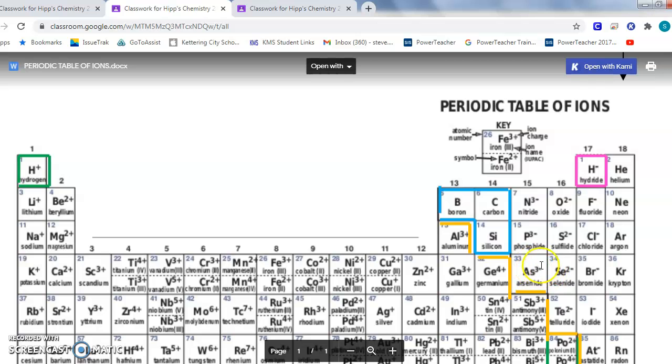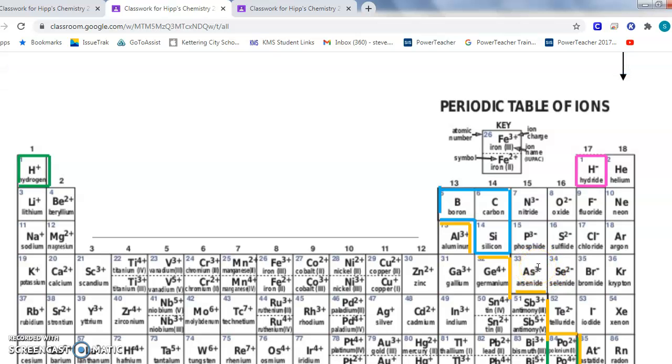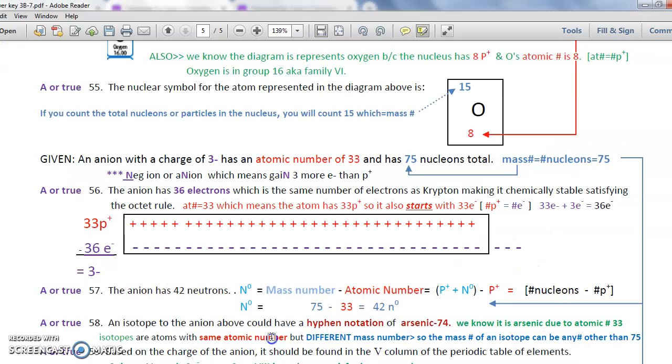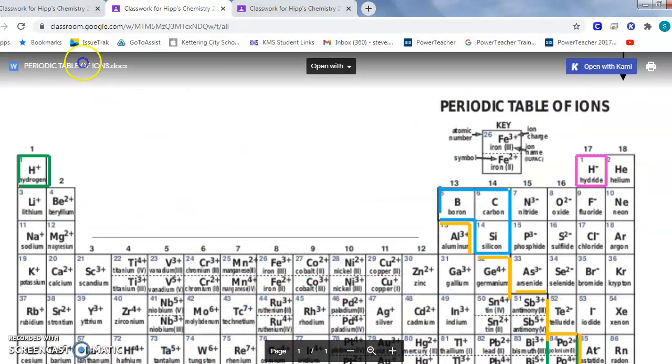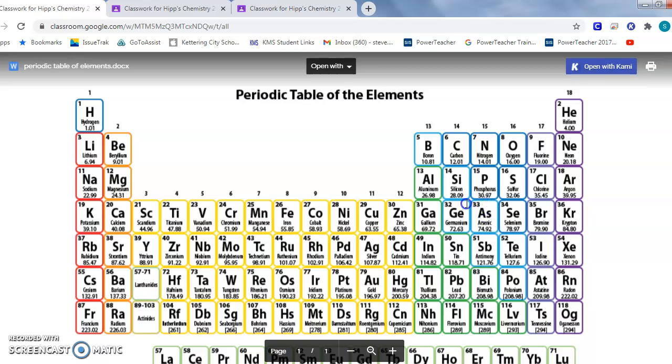And arsenic, in fact, likes to be 3 minus, the same as it says right here. So we know it's arsenic. If you don't believe me, we could look on a regular periodic table. There's arsenic, 33.